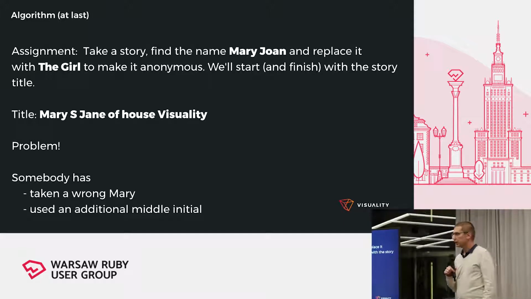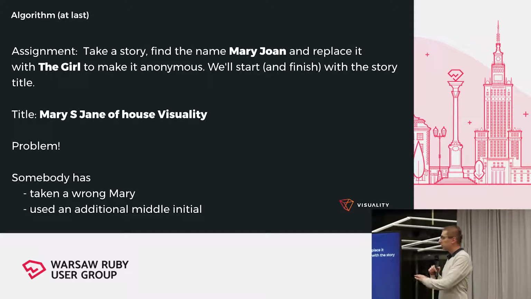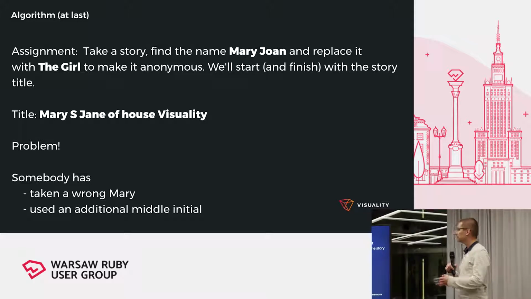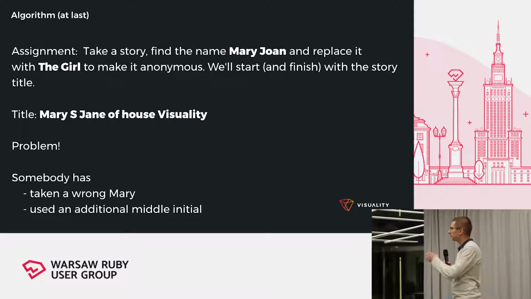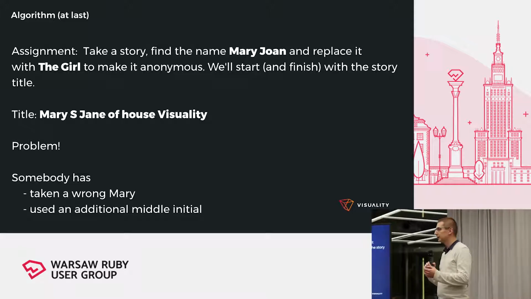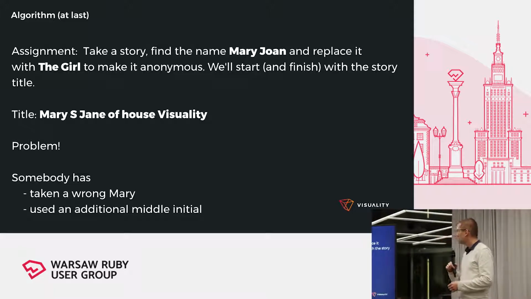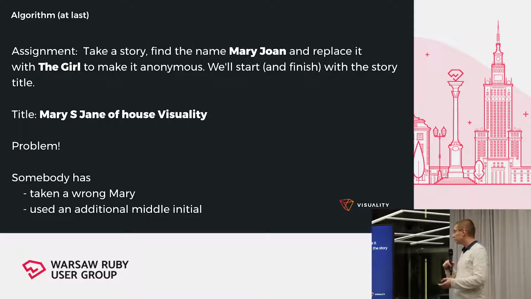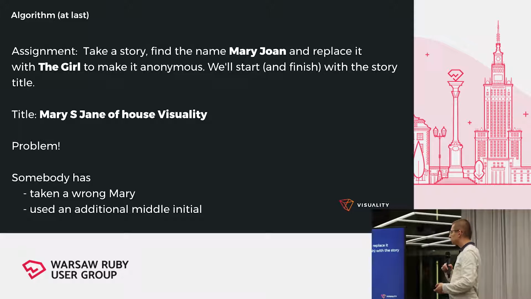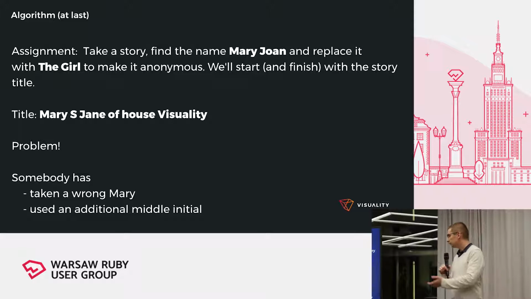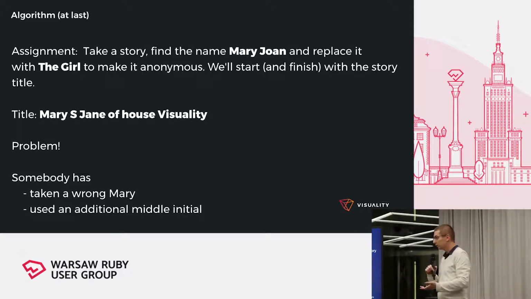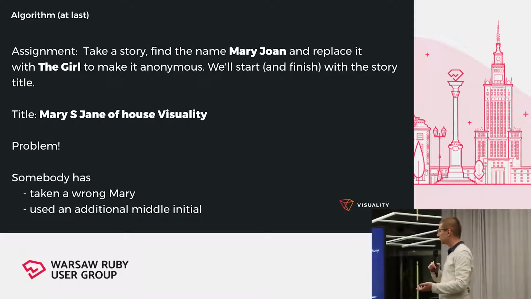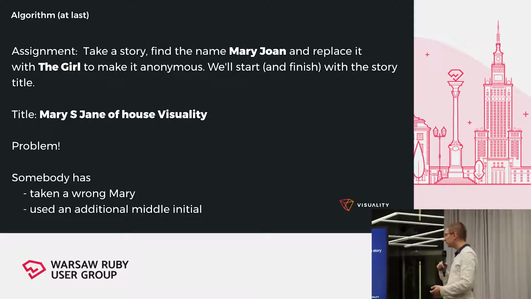Finally, the algorithm. I'll explain it using a small assignment. The assignment is: take a story, find the name Mary John and replace it with the ambiguous "the girl", to make it more anonymous. Well, we start the assignment and finish with the story title. We won't go into the content. So the title is Mary S. Jane of House Visuality. And there is kind of a problem already. Somebody has taken a wrong Mary and even used some additional middle initial. So now the assignment is: take Mary S. Jane of House Visuality and find the name Mary John. Let's try.